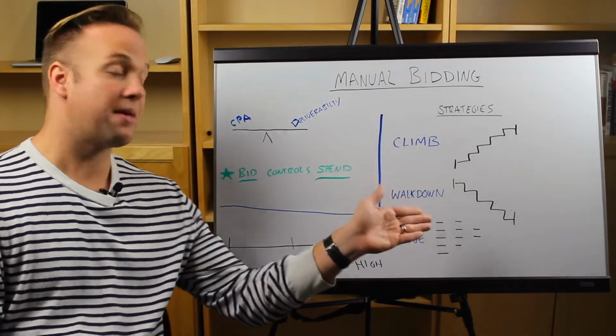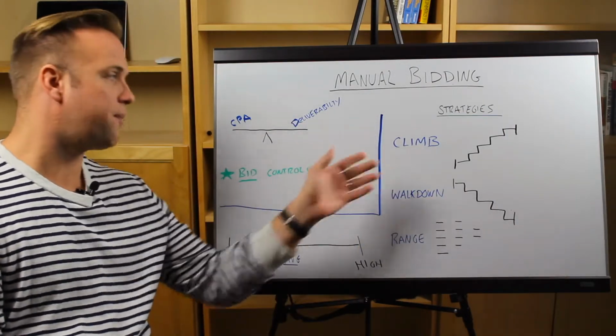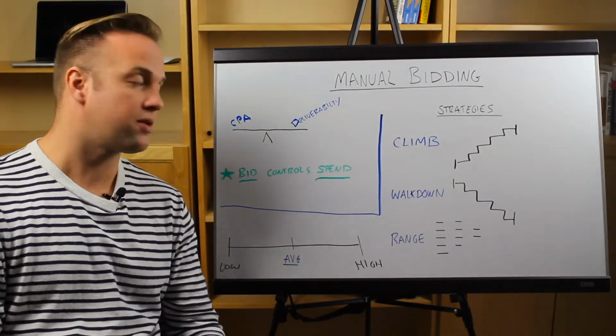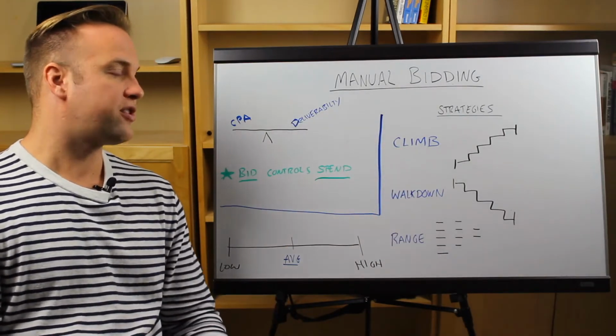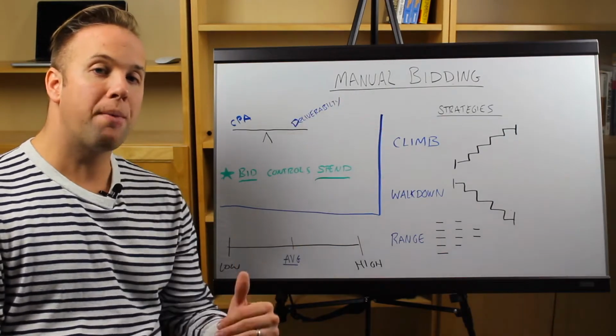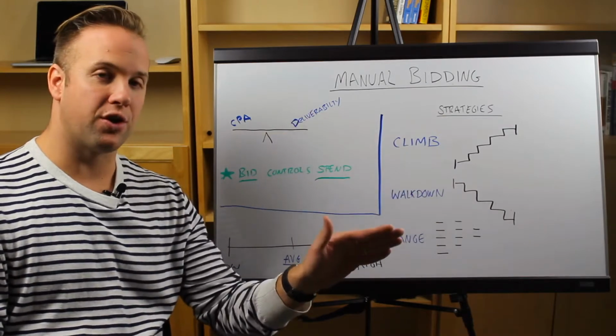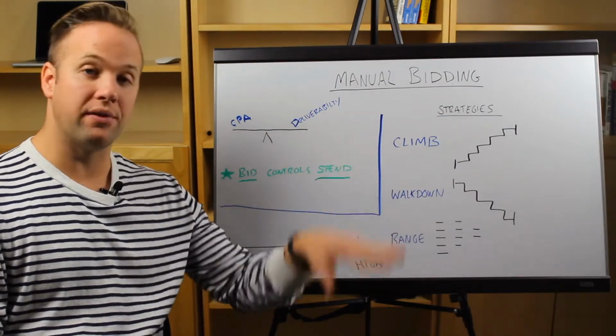This is just something that makes sense to us and something we've seen work. So with that said, let's call this first one the climb, okay? So the climb is when you're setting a lower manual bid and you're going to see and measure really what kind of deliverability you get.